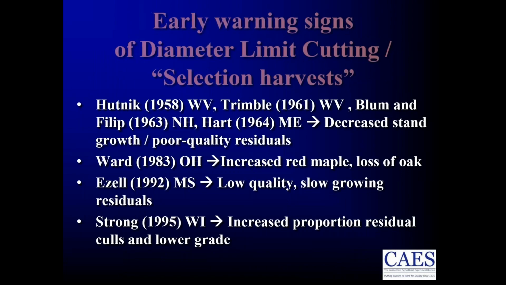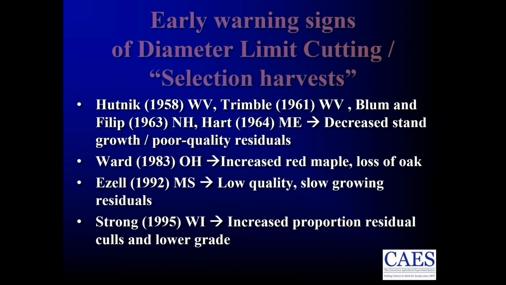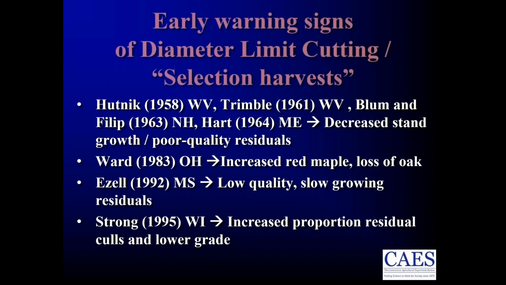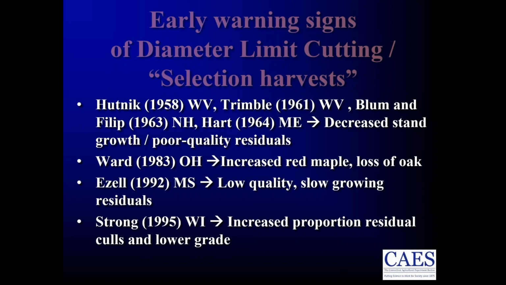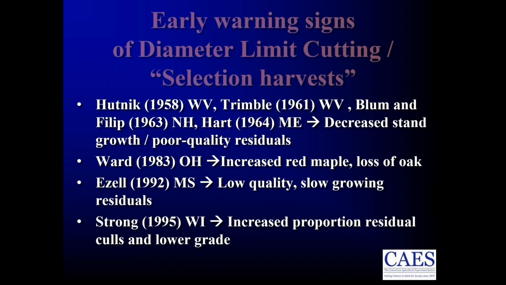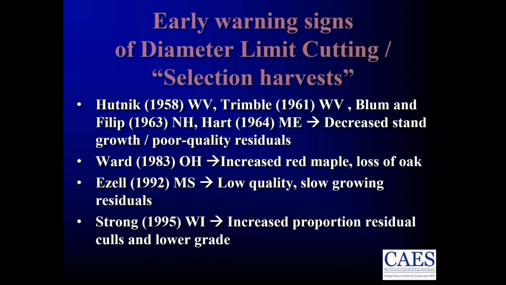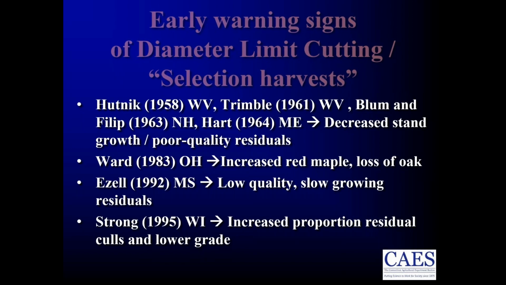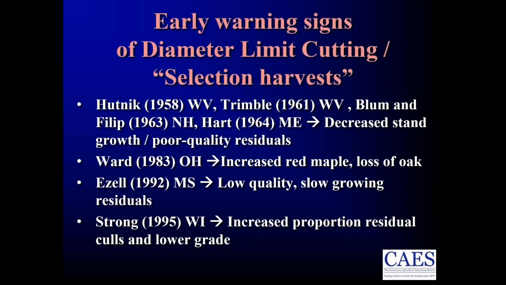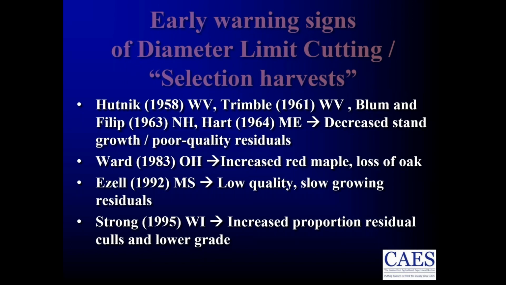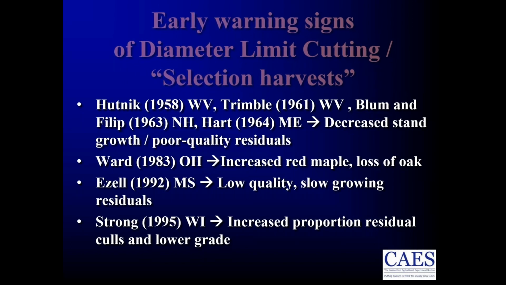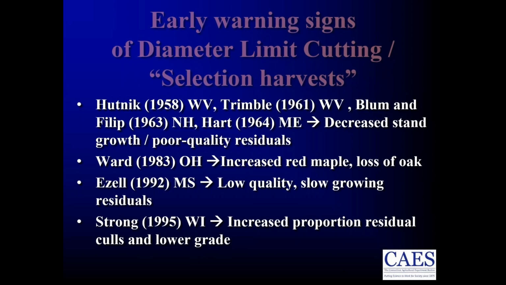And there's been a lot of early warning signs about diameter limit cutting. Papers going back into the 1950s, including Bloom and Philippe in New Hampshire back in '63 and Hart in Maine in '64. But there's been papers over the years saying, hey, there's some real problems with it. People found poor stand growth, poor quality residuals, increased amount of red maple and loss of oak. Actually, that is my first work I worked on. Low quality, slow growing residuals, and an increased proportion of residual trees which are culls, of lower grade.